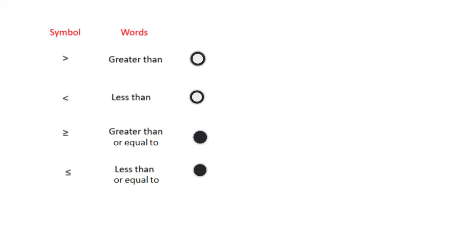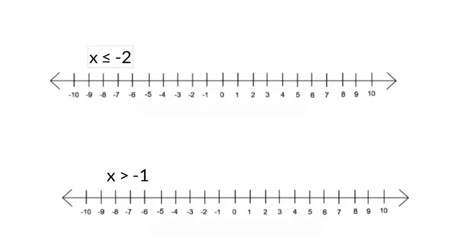When we're plotting our inequalities, if the symbol is greater than or less than, we will use an open circle. And if it is greater than or equal to or less than or equal to, we will use a closed circle, as shown. For my first example, it says x is less than or equal to -2.